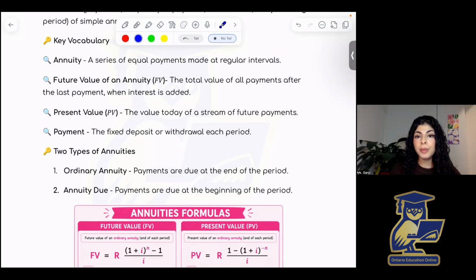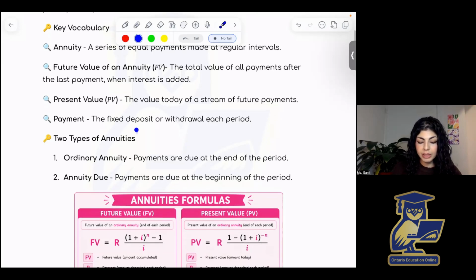Because this could also be, yes, you are investing, but it could also be that you are withdrawing money. So how much money needs to be in that account right now for you to be able to have regular withdrawals at a regular interval as well, which we will see an example for today. And payments are the fixed deposit or withdrawal each period.